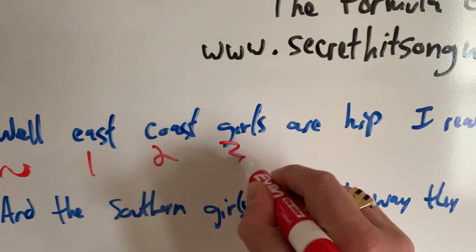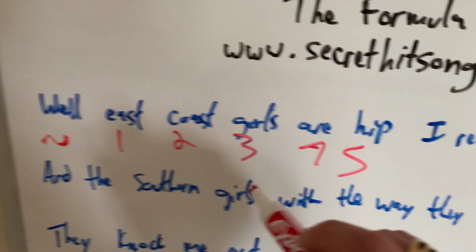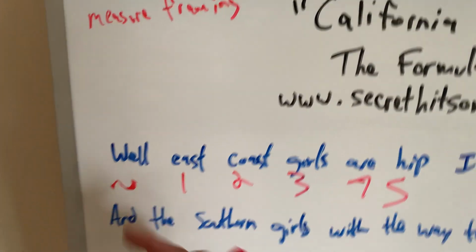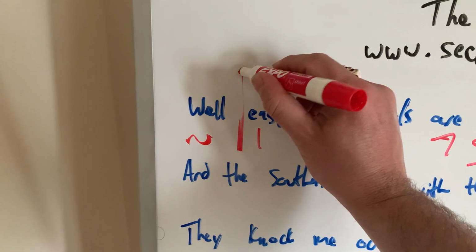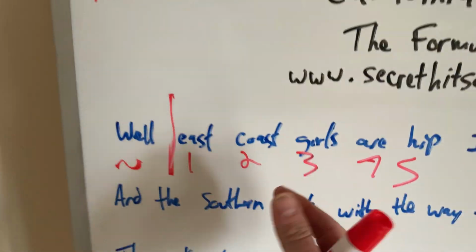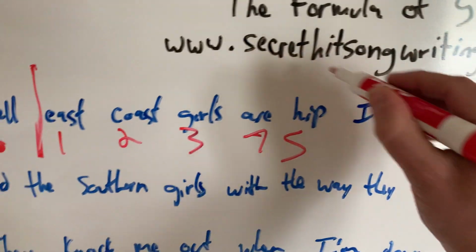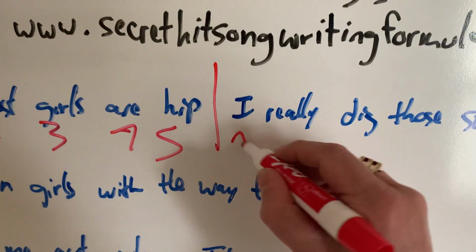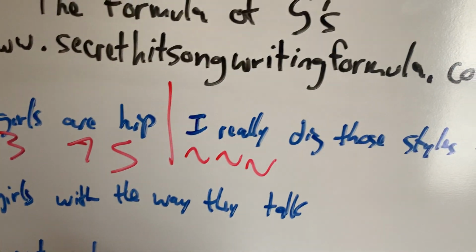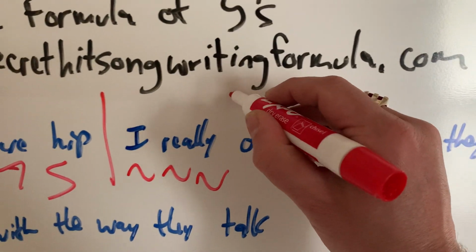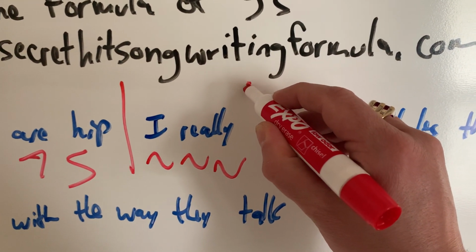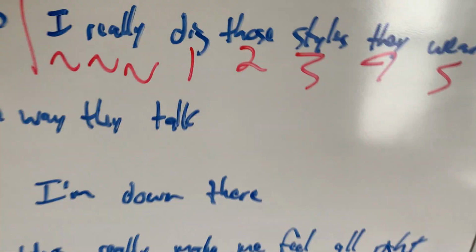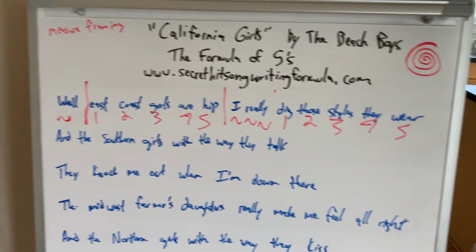East Coast girls are hip. Okay, because this happens, well, East happens on beat 1 there, so this is the beginning of a measure here. East Coast girls are hip, boom. Got another measure coming in there. I really, insignificant syllables, but then we have another new measure starting here. Dig those styles they wear, right? Okay, so another 5-note hook there.